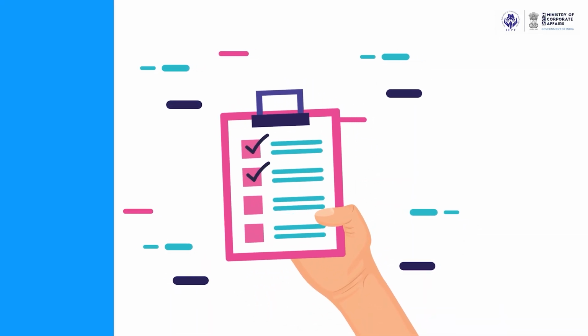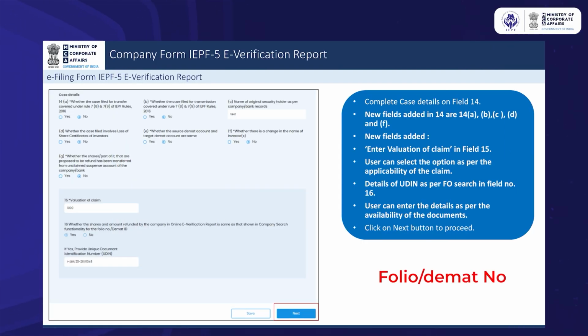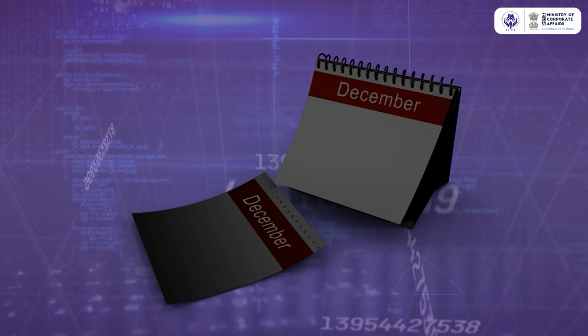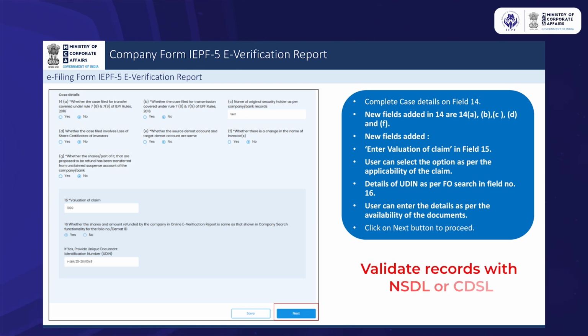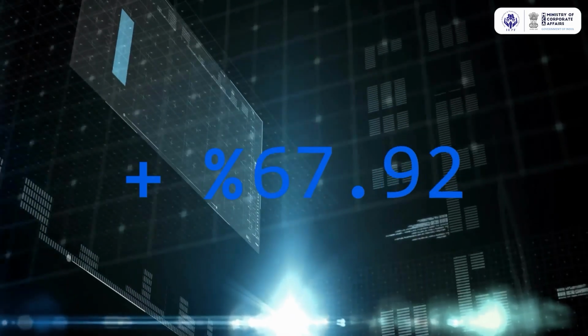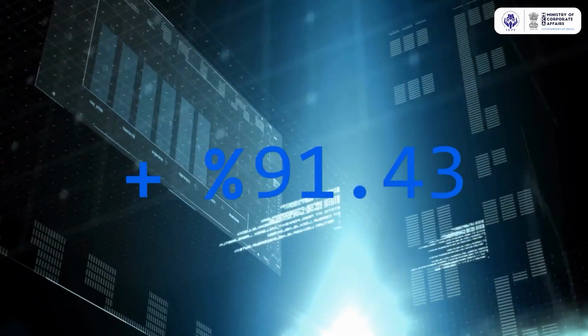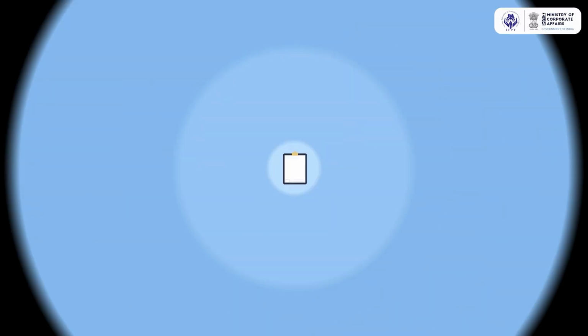Fill other details as required, i.e. folio DMAT number, IEPF-4 SRNs. Date of transfer and number of shares proposed for refund. Validate records with NSDL or CDSL. Free balance reflects number of shares pending with IEPFA.